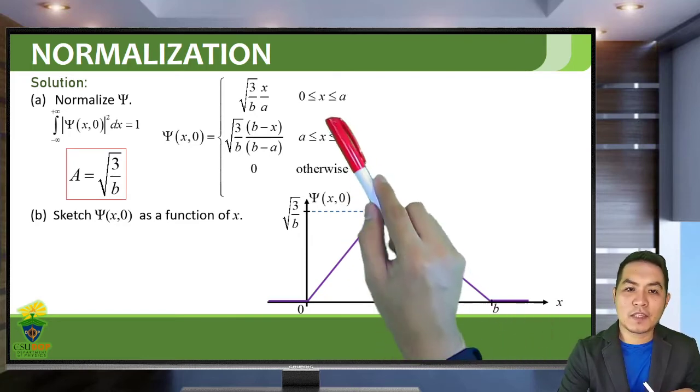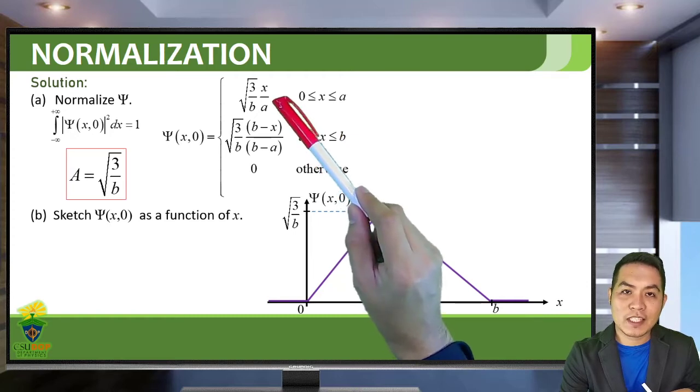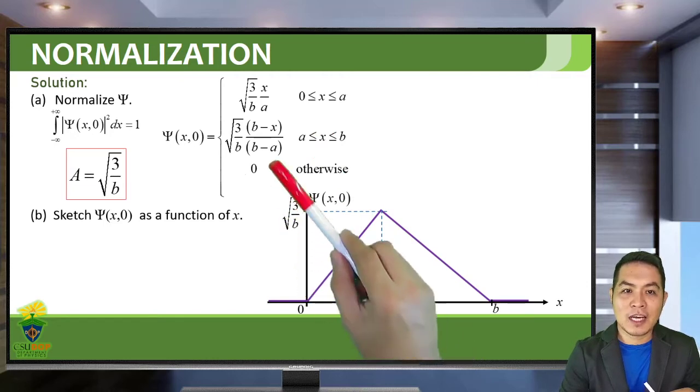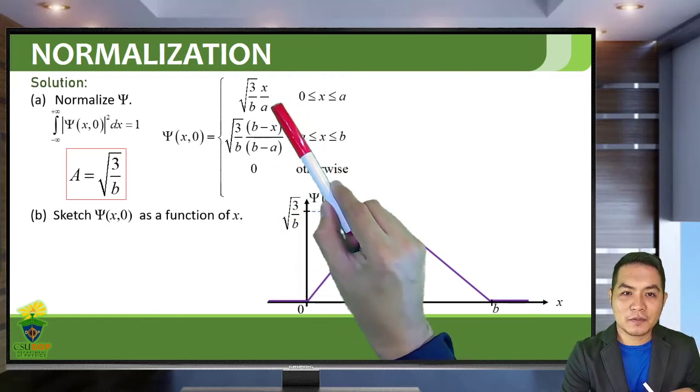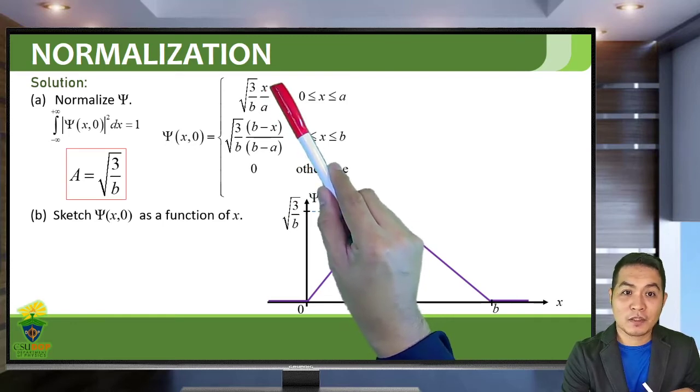Okay. From 0 to a. So, what type of function is this? This is a linear function. So, it's a line. So, from 0 to a, at x is equal to a. So, when x is equal to a, the value of the wave function is a over a, 1.